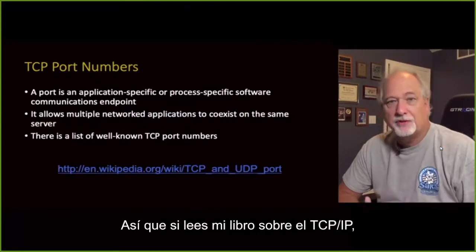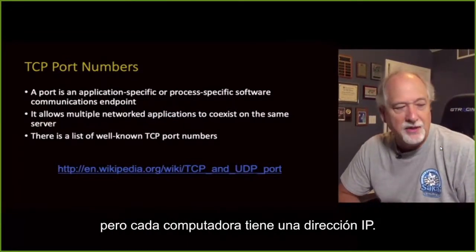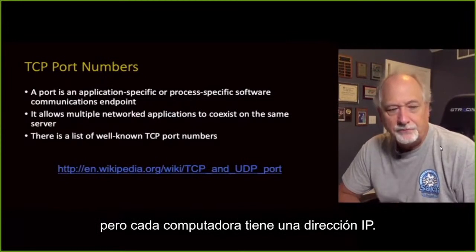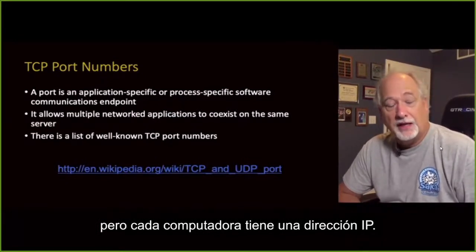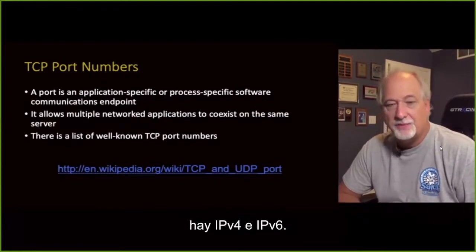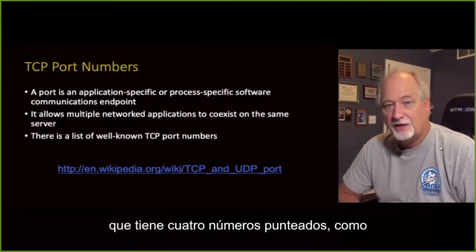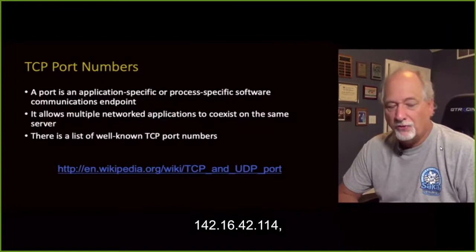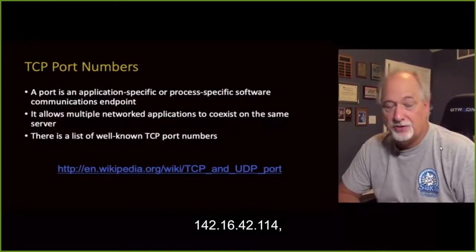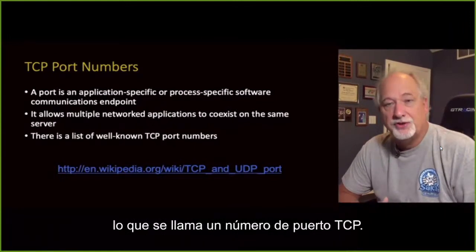So if you read my book about TCP/IP, you'll learn this in super great detail, but every computer has an IP address. It is a number. There are two kinds of addresses. There's IPv4 and IPv6. IPv4, version 4, is the one that's got four dotted numbers, like 142.16.42.14. But within each of those, they have what's called a TCP port number.